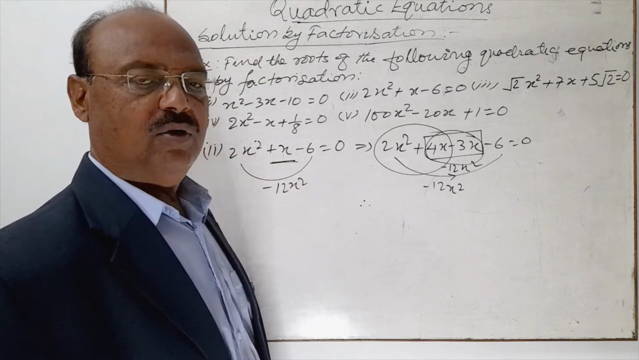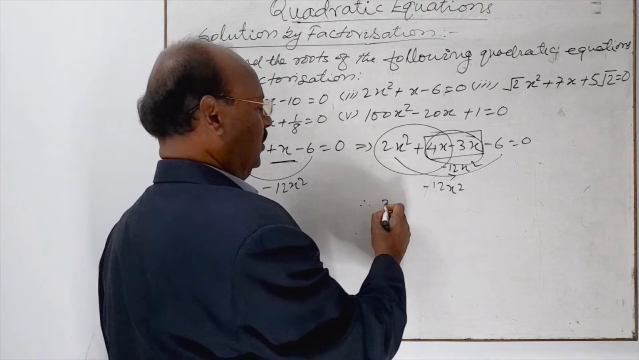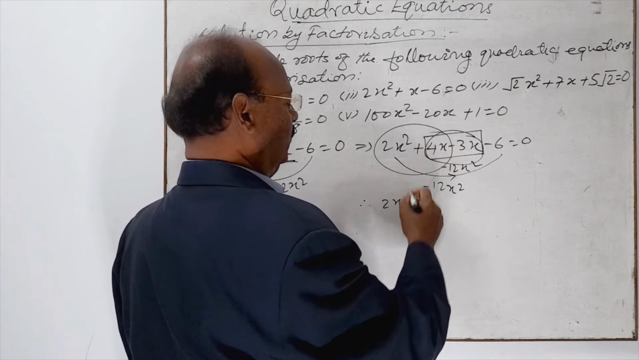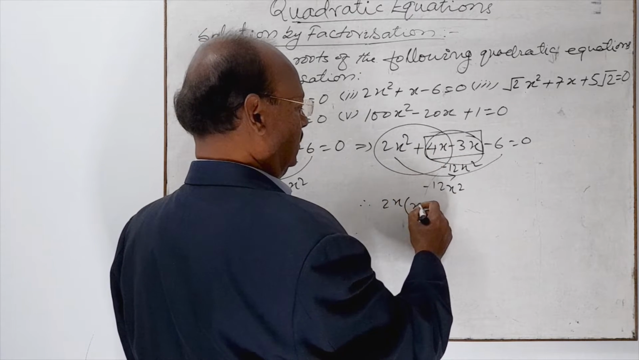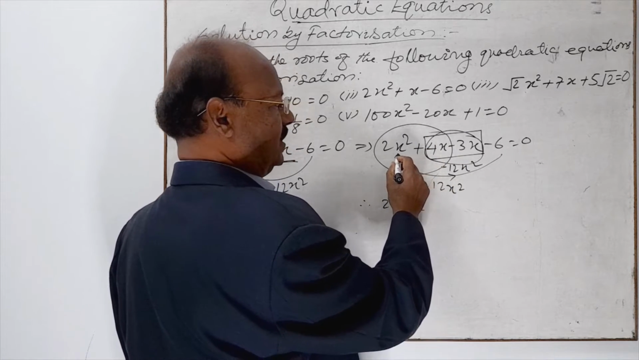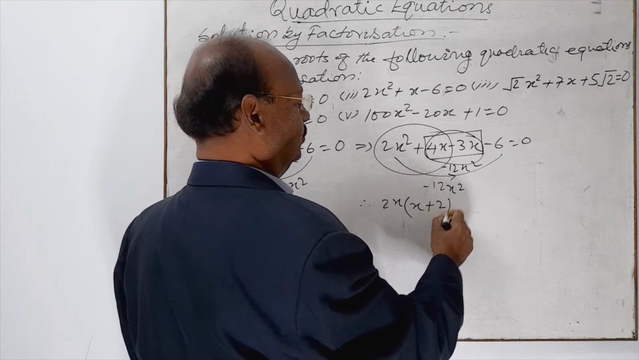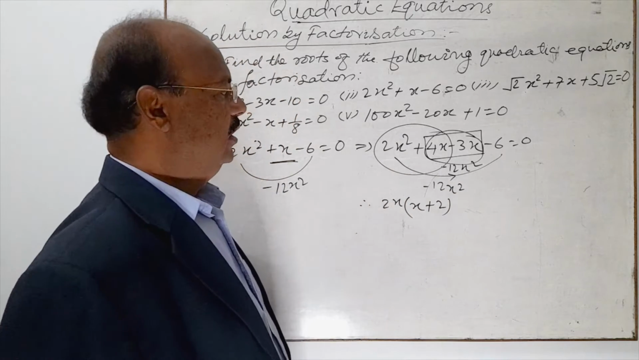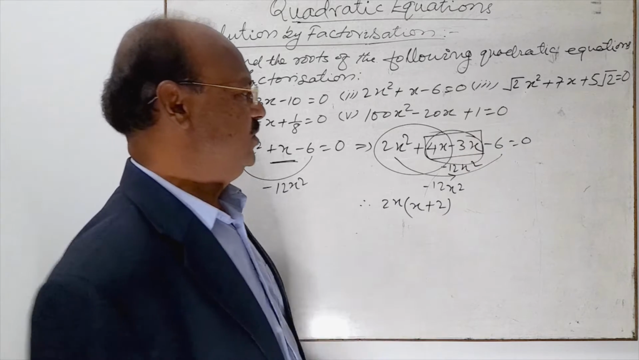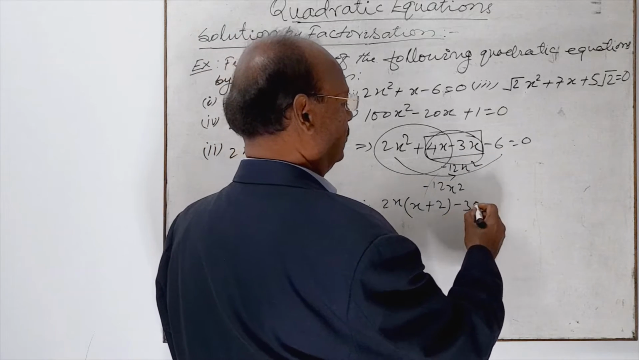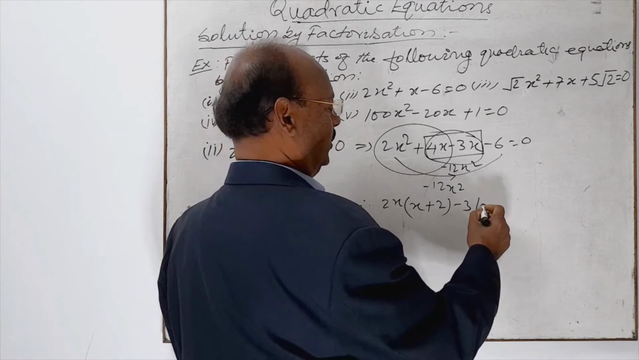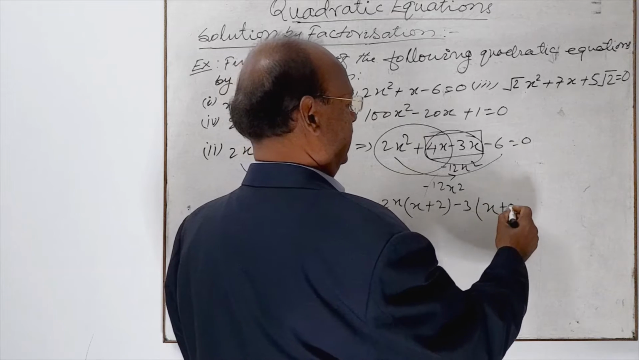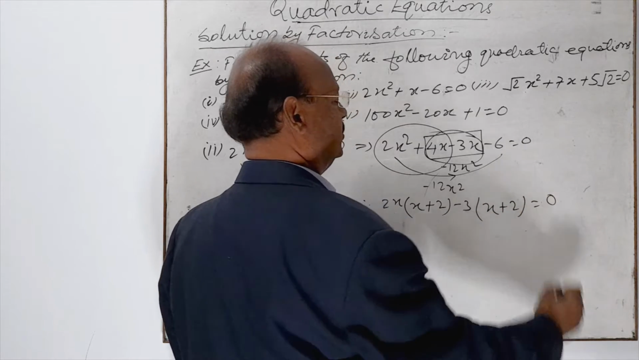Now you have to take something common from the first two terms. How much can you take common? That is 2x. So if 2x is common, the remaining is x from the first term and 2 from the second term. Similarly, for the last two terms, you can take minus 3 common. So the remaining part is x and plus 2 is equal to 0.